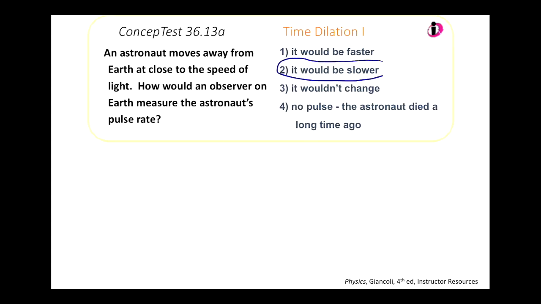Yeah, it's not 4. 4 is sad. Yeah, that's just wrong.